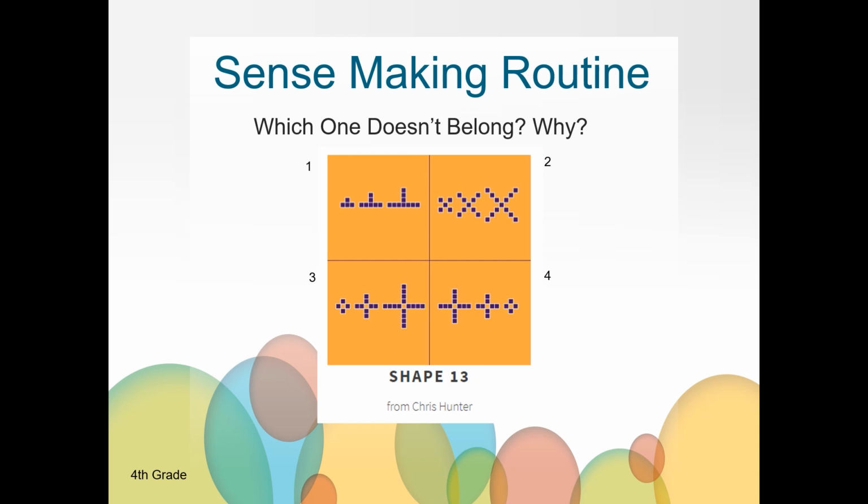Number 1 doesn't belong because it's shaped like an upside down T, while the others are shaped like X's. Number 2 doesn't belong because it's turned on its side, while the others are up and down. Number 3 doesn't belong because the pattern doubles instead of adding 1 to each side of the shape. Number 4 doesn't belong because the pattern is shrinking instead of growing. What others did you think of?